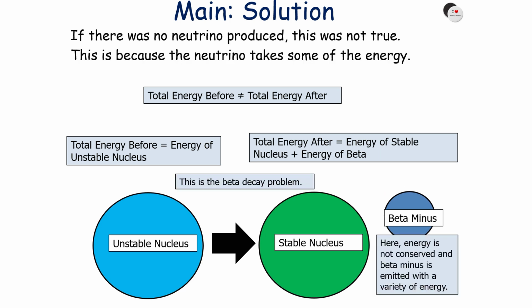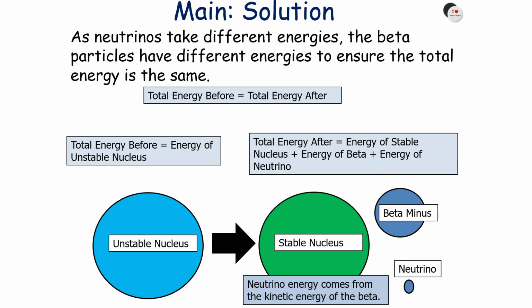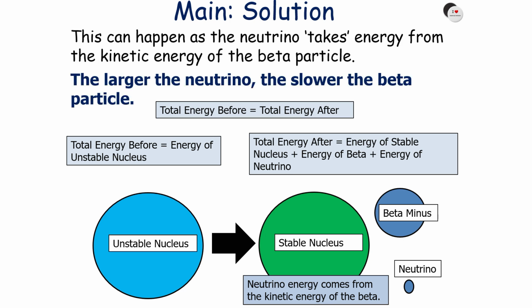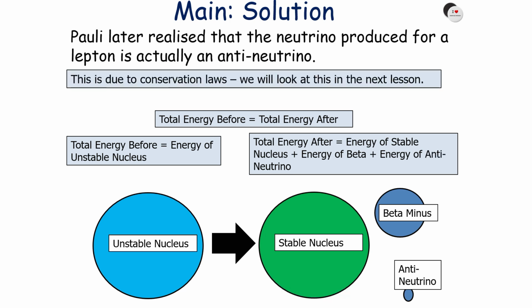Because if we didn't consider the neutrino, the total energies don't equal each other, so therefore we have the beta decay problem. The neutrino energy comes from some of the kinetic energy of the beta. So what this means is the larger the neutrino energy, the slower the beta particle, because the neutrino is taking some of the energy away from the beta particle. So this allowed for the conservation of energy. But Pauli also realized that the neutrino produced with a lepton is actually an anti-neutrino, to conserve something called the lepton number.